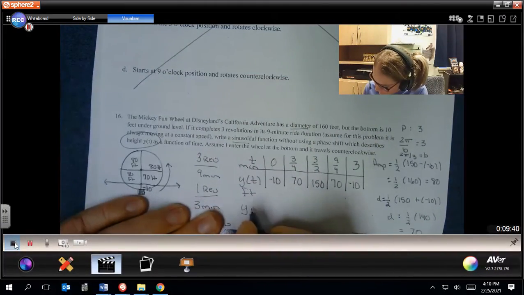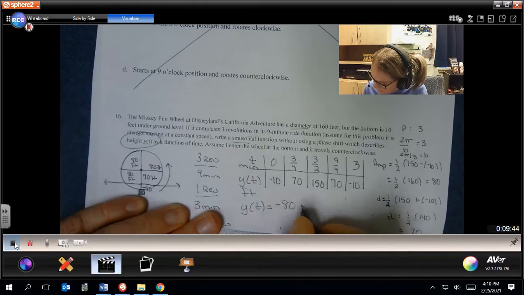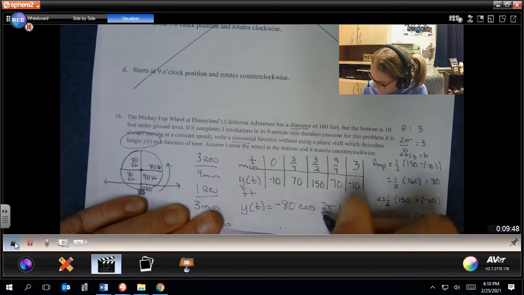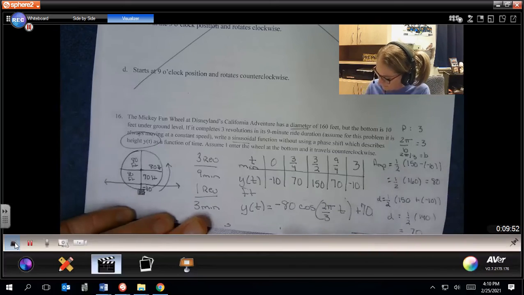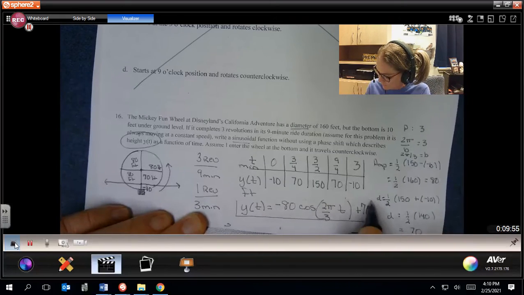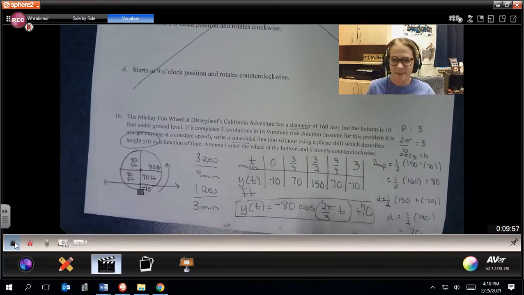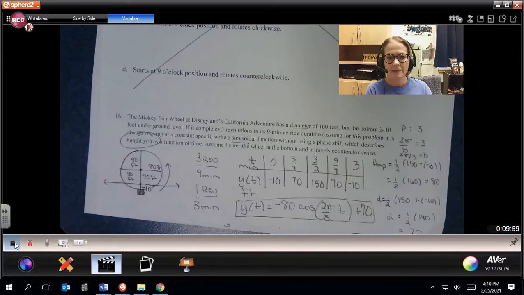Let's do y of t just to be really great. Negative 80 cosine 2 pi over 3 t plus our midline, plus 70. The midline's the vertical shift. So little helpful hints for you there. All right, so there you go. That is an equation that will model your vertical height on Mickey's Fun Wheel.